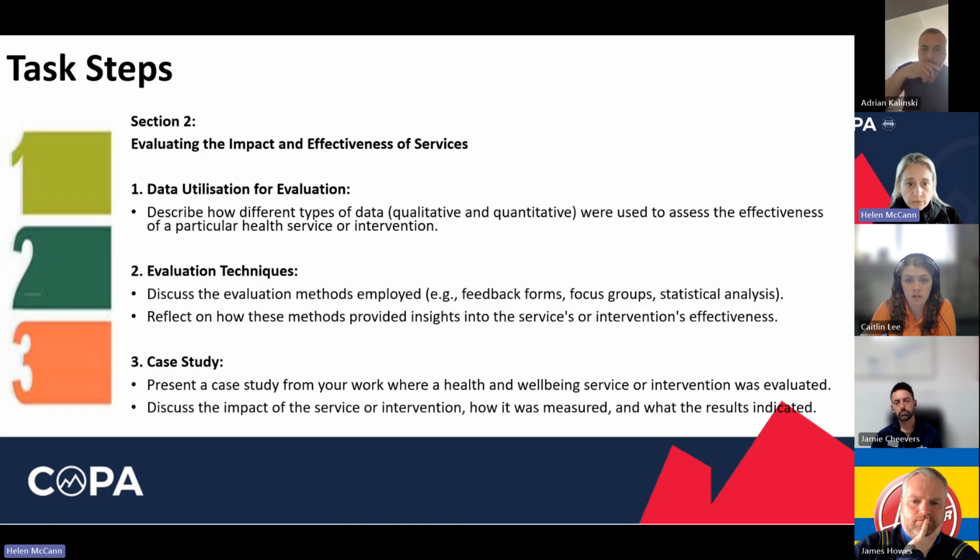So section 2 is going to evaluate the impact and effectiveness of services. You're going to look at data utilization for evaluation, you're going to evaluate these techniques, and then you're going to do a case study. This case study could go into your case studies that we have to do for your PD agenda as part of your endpoint assessment. So if you want to look at one of the case studies and see how it's set up, you can kill 2 birds with 1 stone there. If you need any more information on that one, just let me know and we can go over it.